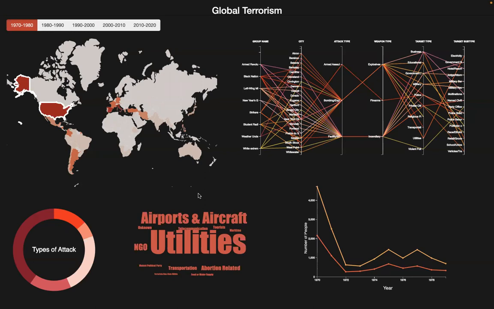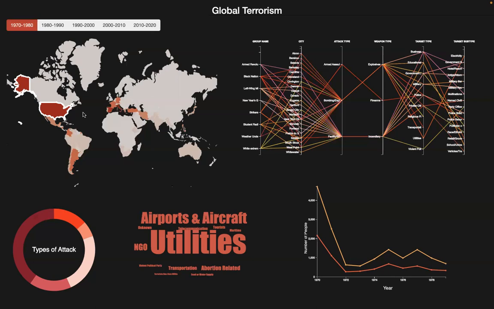So let me begin with the world map itself. So the world map is essentially a choropleth map where hovering over a country will show us the number of terrorist attacks which happened in that country. And at the same time, this data is also spread across time. So currently we are in the 1970 to 1980 decade. So these values are specific to that time period. So currently we have selected the US as the country. So we can see that there were 1475 attacks in the US in 1970 to 1980.